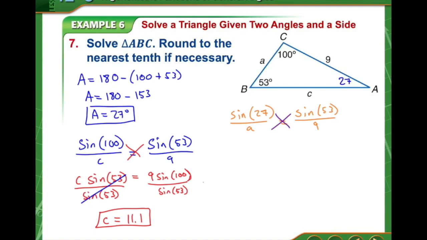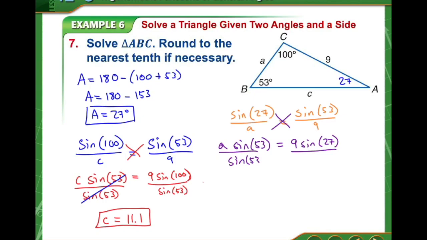And now, same exact process. Cross multiply. So a times sine of 53 equal to 9 times sine of 27 now. I don't know what I'm doing with my writing there. Turned the 2 into a z for some reason. And then the same process, we're going to divide both sides by sine of 53.